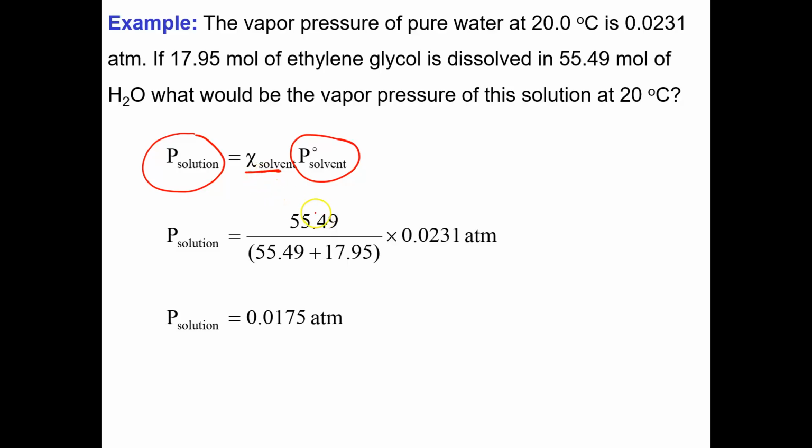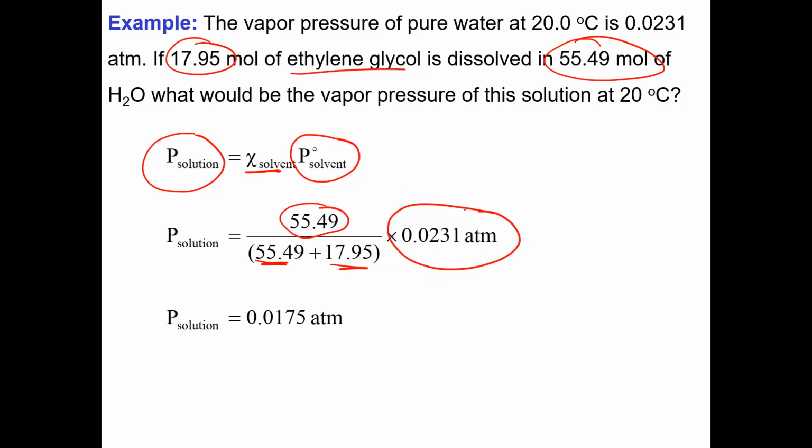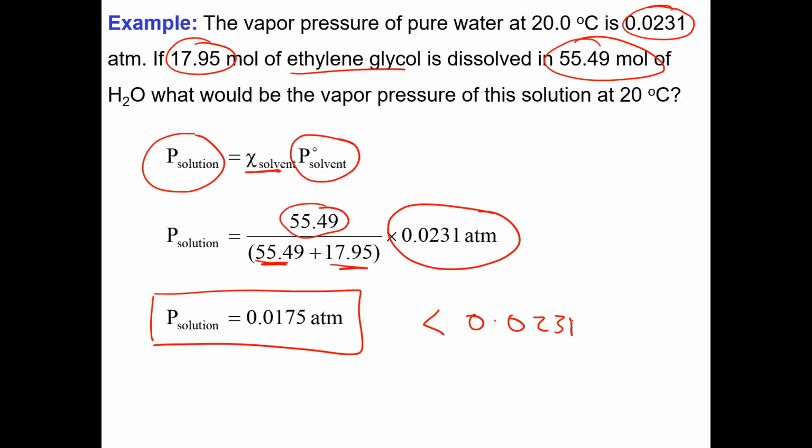So the mole fraction of our solvent is simply the moles of solvent, which is the moles of water, divided by the total number of moles, which is our moles of solvent, plus our moles of solute, which is the ethylene glycol. And then we have to multiply that by the vapor pressure of the pure solvent, which we're told in the opening sentence is 0.0231 atm. So putting all of that together gives us a vapor pressure for this solution of 0.0175 atm, which is less than 0.0231. So this looks like it makes a lot of sense.